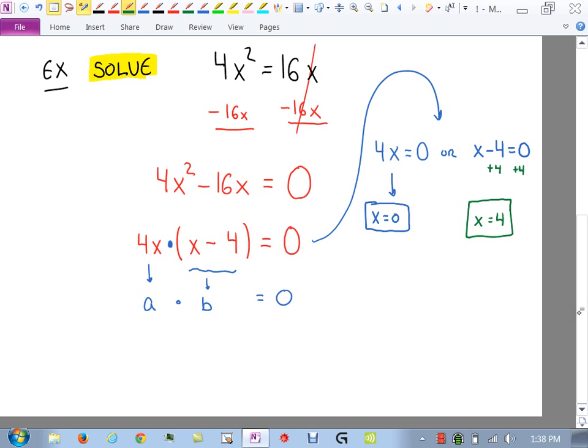So we start with an equation. We move everything to one side to get it to equal 0. We factor that side. We set each of the factors equal to 0, and we solve each of those miniature equations. Those are the solutions to the original problem. Do you see how that zero factor property works?